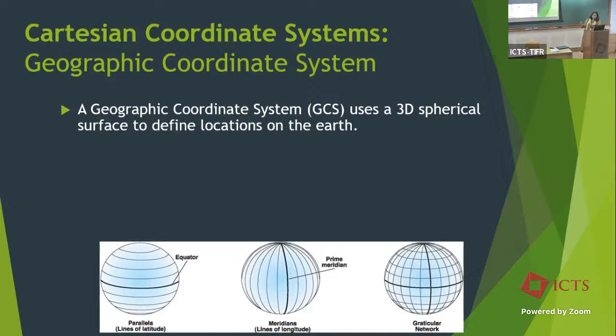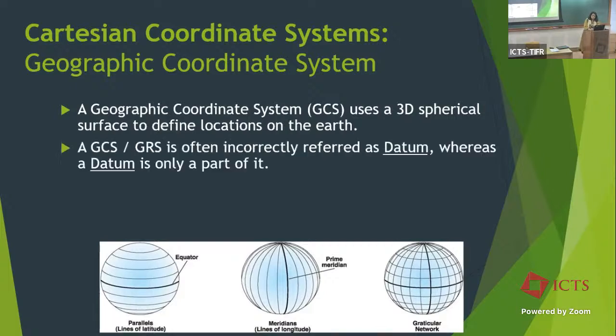So GCS uses a 3D spherical surface to define locations on the Earth. But be very careful, because a lot of people confuse datum with a GCS. And you see that they're two very different things. Do you agree? So sometimes there's a lot of confusion out there as to what the datum actually is. So I want everybody to be really clear about the difference between a datum and a geographic coordinate system. Okay?